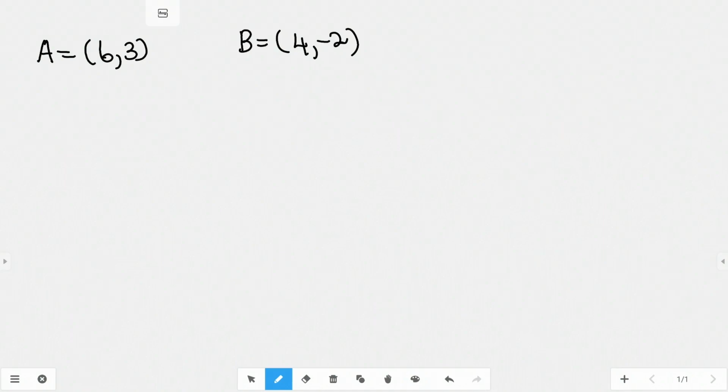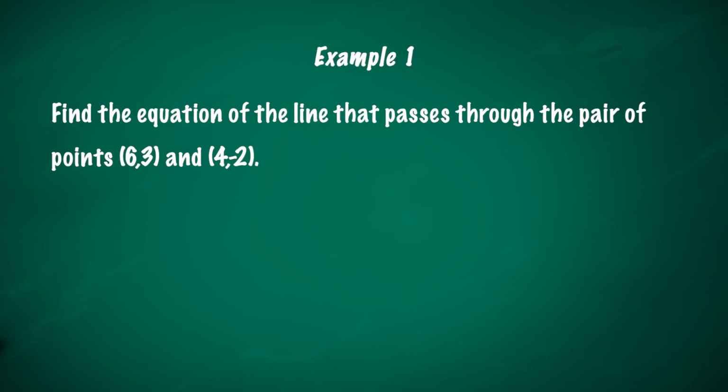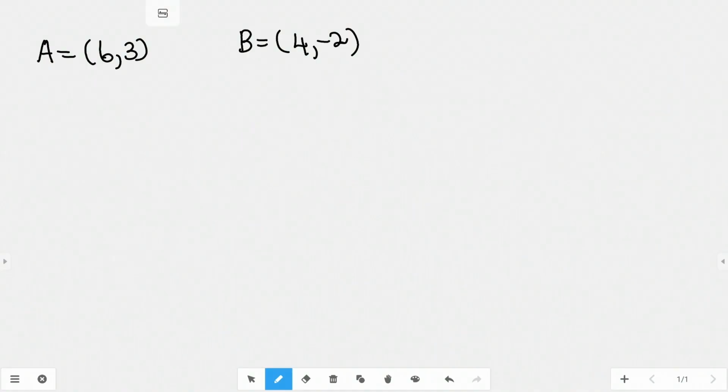So it says, find the equation of the line that passes through the pair of points (6, 3) and (4, -2). Now remember, when we want to get the equation of a straight line, the first thing we need to do is to calculate the gradient. So that's what we're going to do. We're going to calculate the gradient first. m is equal to y2 subtract y1 all over x2 subtract x1.